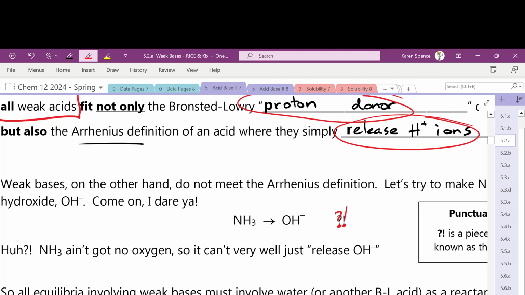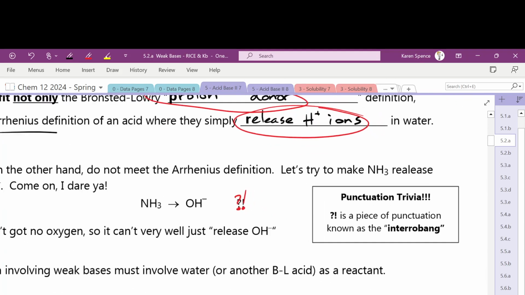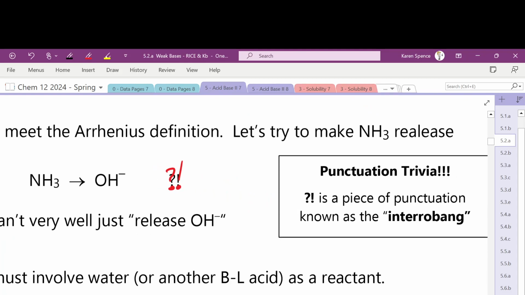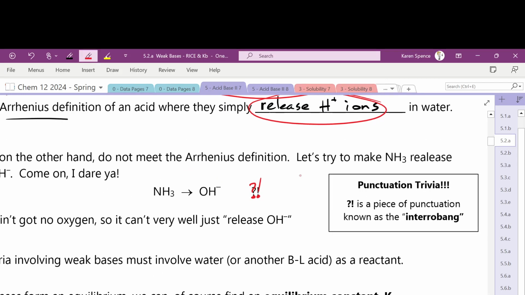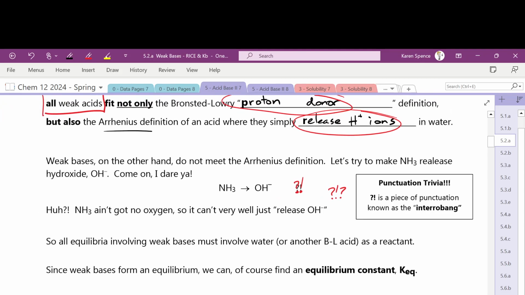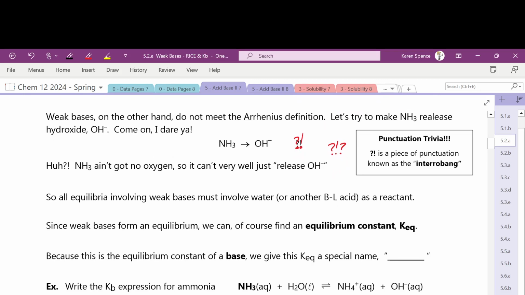There's no O. And by the way, if you're interested, this question mark exclamation point, punctuation trivia, it is known as an interrobang. Isn't that an awesome name? Anyway, that's an interrobang. It can be also written like this. One of my favorite pieces of punctuation. Okay, I don't know what was wrong with you while I was writing this.